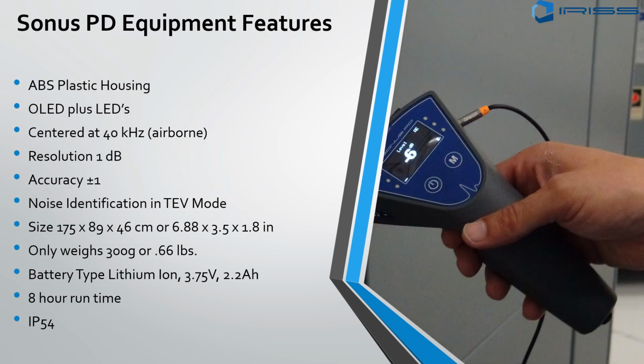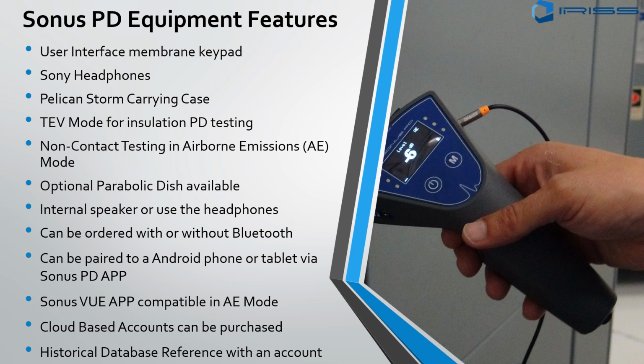So we have this Sonus PD unit. It's in a plastic housing. It's got an OLED display. It's got 2 types of sensors. It's got an airborne sensor for airborne ultrasound, but it's also got the transient earth voltage detection capacitively coupled sensor as well. Very small units, rechargeable built-in battery, long runtime, good IP rating on these units as well. You've got a touchpad, headphones, carrying case, all of the things that you need to really make a kit that will allow you to do this type of inspection on your assets.